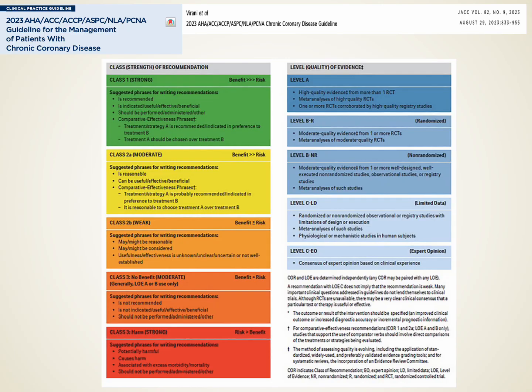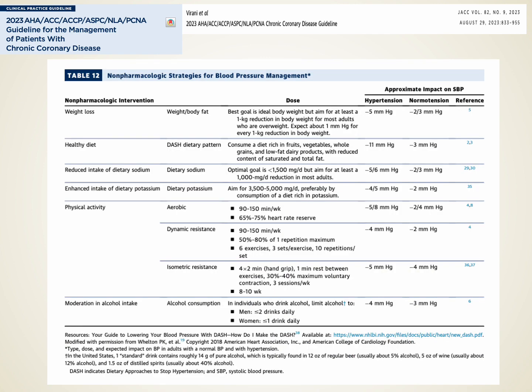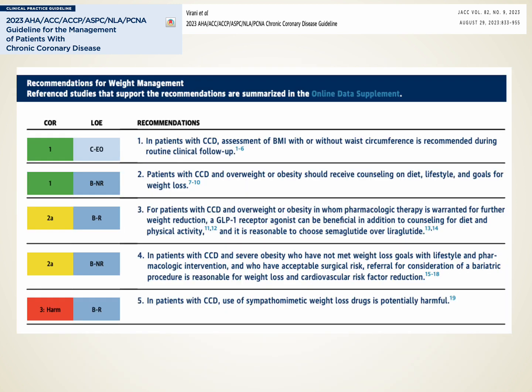The levels of evidence that the AHA-ACC uses, and the non-pharmacologic strategies for blood pressure management, including all the things that are pretty consistent: weight, diet, dietary sodium, dietary potassium. I'd be careful about that potassium recommendation, as we alluded to. Physical activity and moderation of alcohol intake. The recommendations for weight management are pretty strong. And this is evolving now, certainly as we talk about the GLP-1s that are available for weight management for folks.